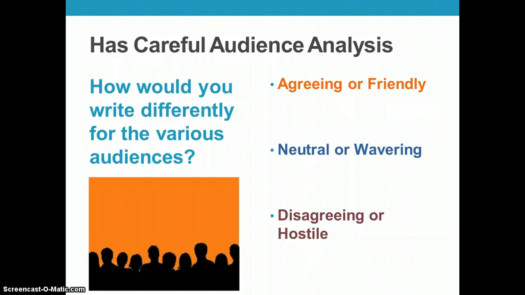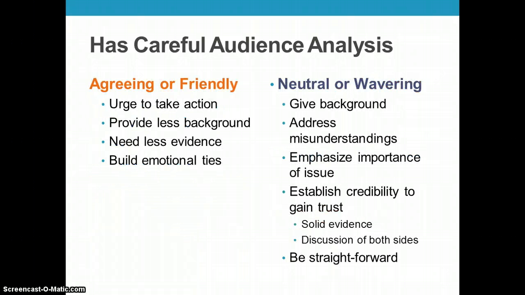As with all writing, you want to consider who you're writing for. So argumentation definitely has to have careful audience analysis. So you're going to argue differently, you're going to write differently for various types of audiences. And here's what I mean by that. If you have an agreeing or friendly audience, there is no point in trying to get them to think the way that you do because they already do. So if I was going to argue that cats are the best pets to have, cats are better pets than dogs, I don't need to convince my agreeing audience that cats are better pets.